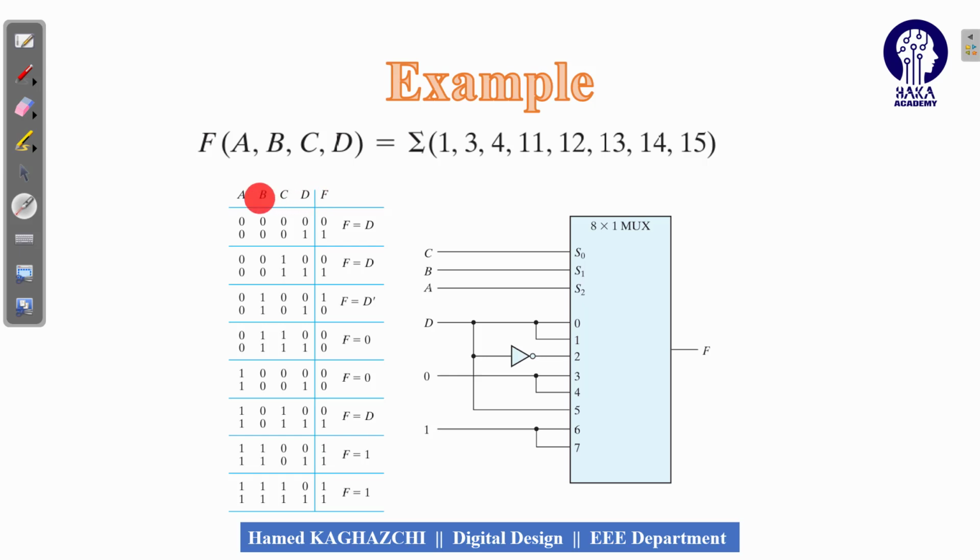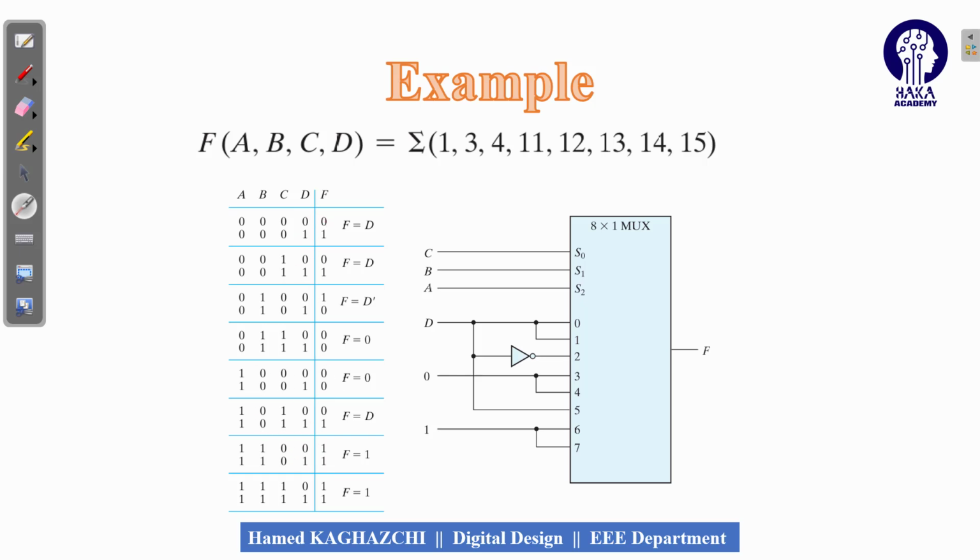So it means that we have A, B, C, 3 control lines. If we have 3 control lines, which are written as A, B, C here, we will have 8 inputs, 0 up to 7. Now again, because we have 8 inputs, we have to divide the truth table into 8 sections.